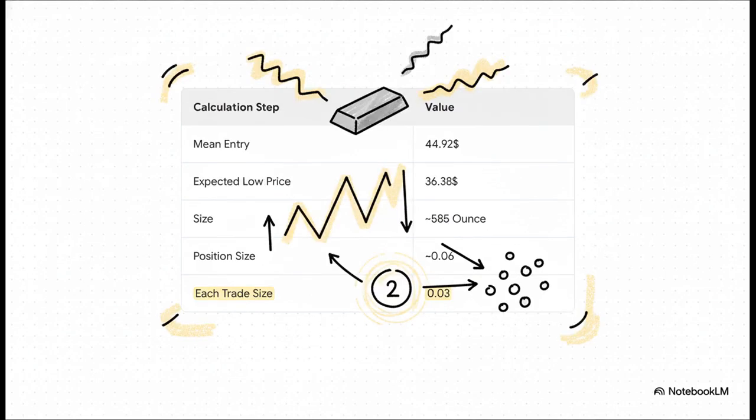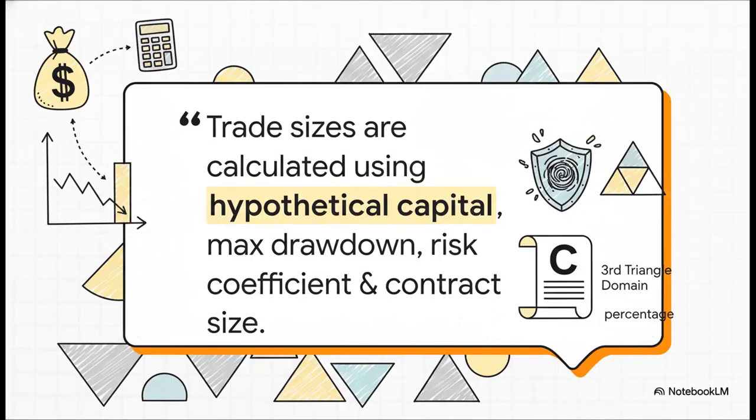So how do all those numbers lead to a trade size? Well, this table breaks it down. Using the mean entry price and the expected low, a position size gets calculated. The bottom line here is that this results in a trade size of 0.03 for each of those two potential entries. Both trade sizes are calculated using the hypothetical capital, the investor's maximum allowed drawdown, the third triangle domain percentage, the risk coefficient, and the contract size.